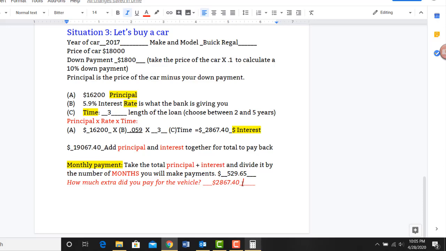Now, take the car that you picked out on the assignment earlier this week and fill this all in and share it with me. Thanks.